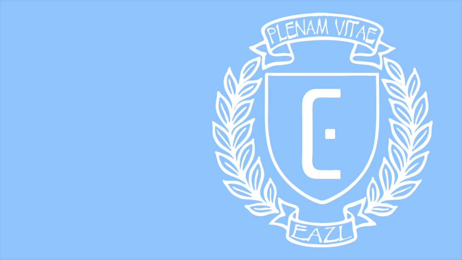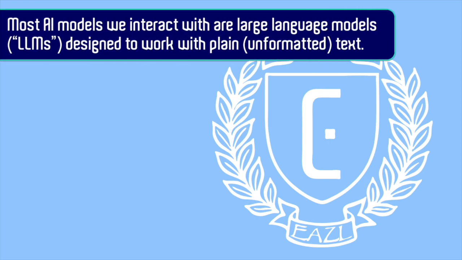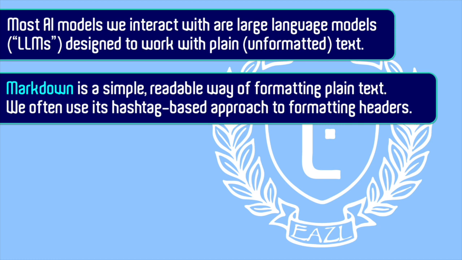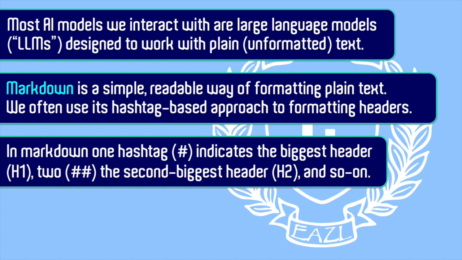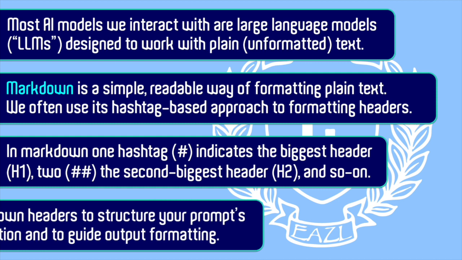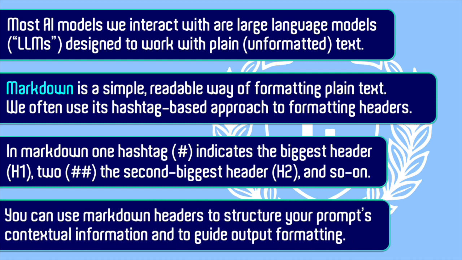So in summary, most AI models we interact with are large language models, or LLMs, designed to work with plain, unformatted text. Markdown is a simple, readable way of formatting plain text. We often use its hashtag-based approach to formatting headers. In Markdown, 1 hashtag indicates the biggest header, 2 the second biggest header, and so on. You can use Markdown headers to structure your prompt's contextual information and to guide output formatting.